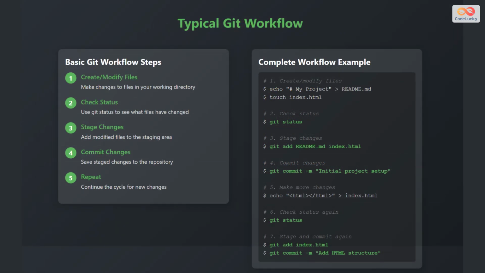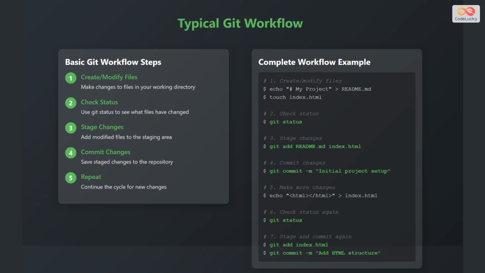A typical Git workflow involves several basic steps that you repeat as you develop your project. The first step is to create or modify files in your working directory. Then, you check the status of your working directory by running the git status command to see what files have changed. After that, you stage the changes by adding modified files to the staging area. Then you commit the changes by saving the staged changes to the repository. Finally, you repeat this cycle for any new changes.